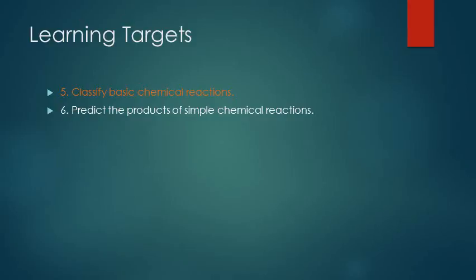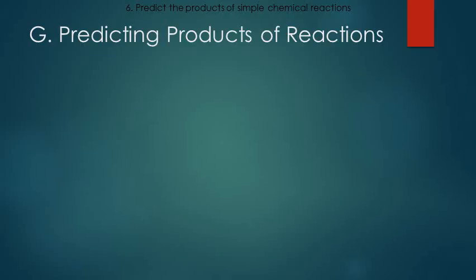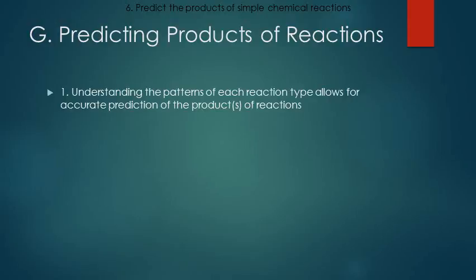Alright, so we should be able to classify basic chemical reactions from what we've seen there. What we should also be able to do is to predict products of some simple chemical reactions. So let's just take a look at what that means. Based on what we've learned with these reaction types, if we understand the patterns of each of those types, that allows us to predict fairly accurately what we'll get for a product or products of reactions. So let's take a look at an example.